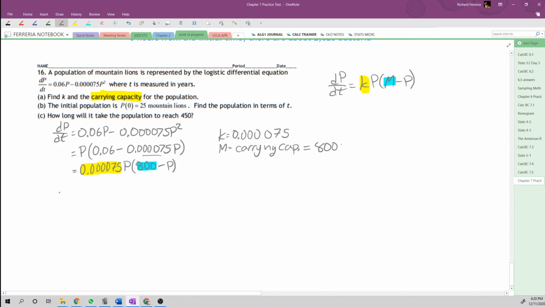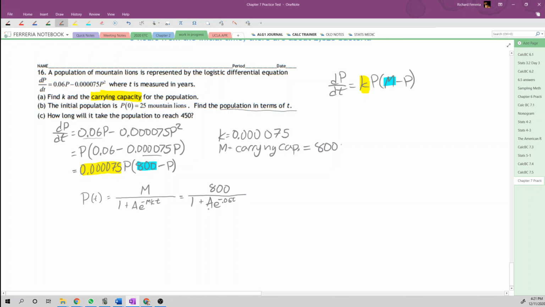So moving on to letter B, we have the initial population is 25 mountain lions. We're supposed to find the population in terms of t. The population equation, and you should have this memorized for logistic growth, is P equals M over 1 plus A e to the negative Mk t. Substituting what I currently have, M is 800, A I don't have, and Mk is actually this number right here, so that's negative 0.06 times t.